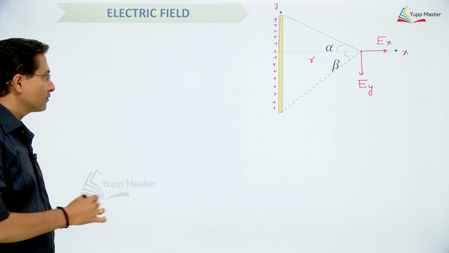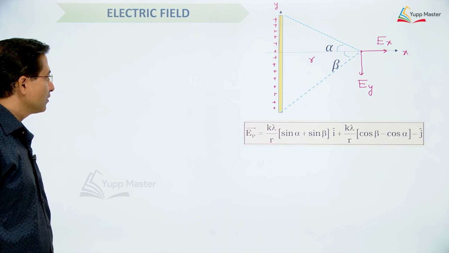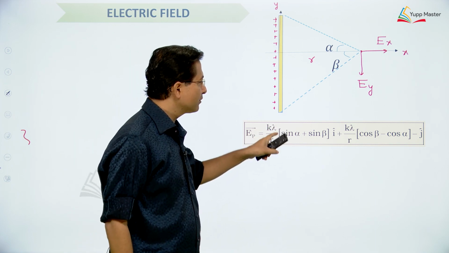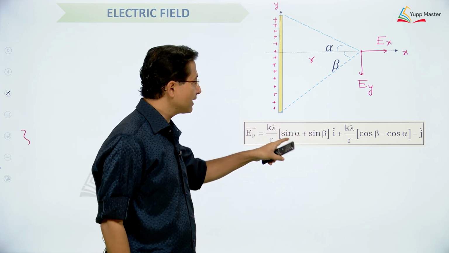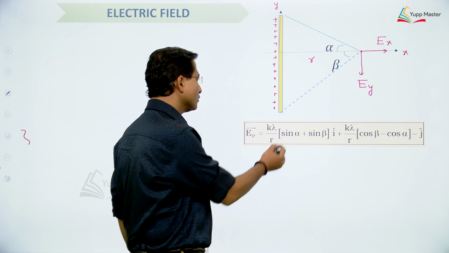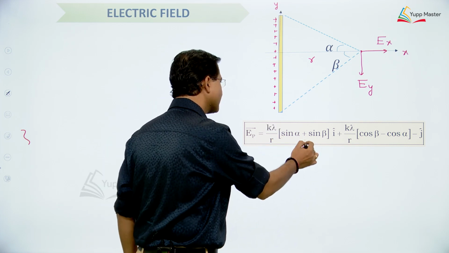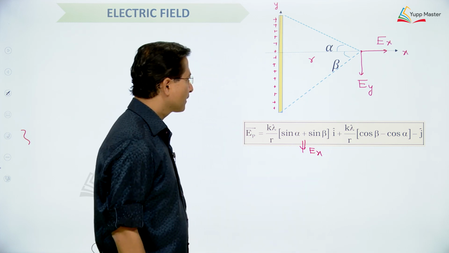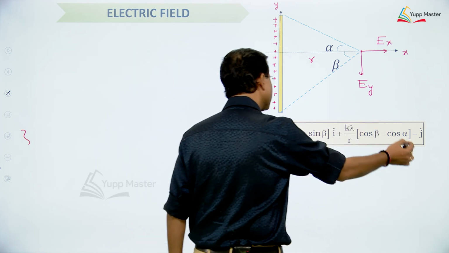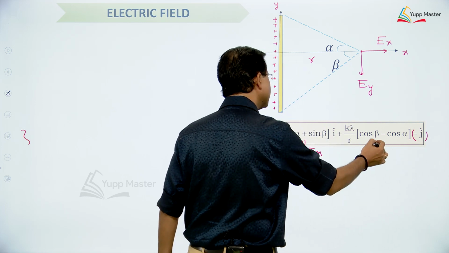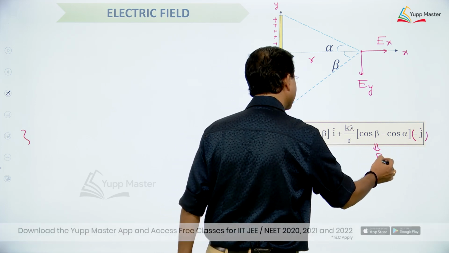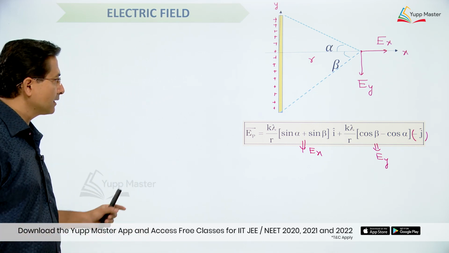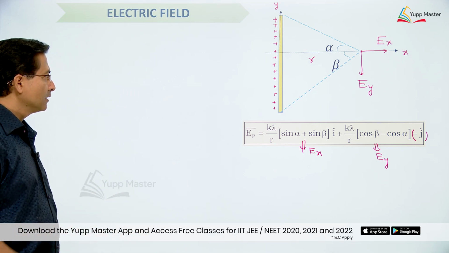So after simplifying, we got k lambda by r in bracket sin alpha plus sin beta, that was the x component, right. So this is representing the x component of field, and then this one is representing the y component, right. So we have done this in the last class.